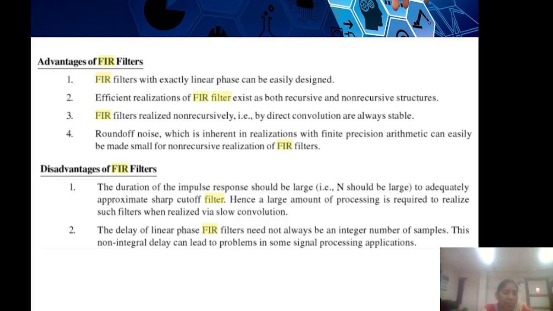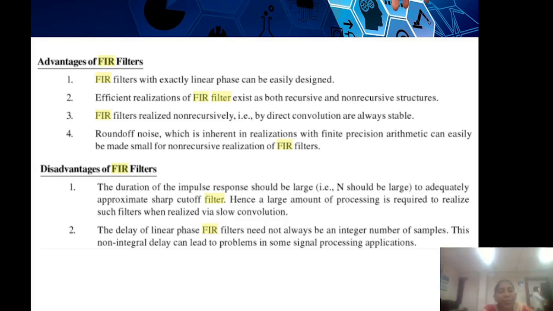And the advantages of FIR filters are: FIR filters have exactly linear phase, so the angle is linear, so it can be easily designed. The second point is FIR filter is not having any feedback, so the effective realization of FIR filter exists in both recursive as well as non-recursive structure. FIR filters are realized non-recursively because they are not having any feedback, so the direct convolutions are always stable. Then the round off noise which is produced during the quantization process is inherent in the realizations with finite precision arithmetic. This round off noise can be made small in the case of FIR filters.